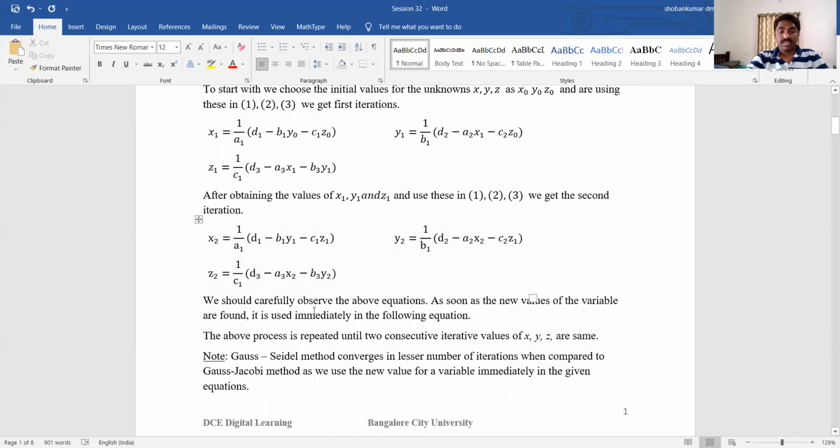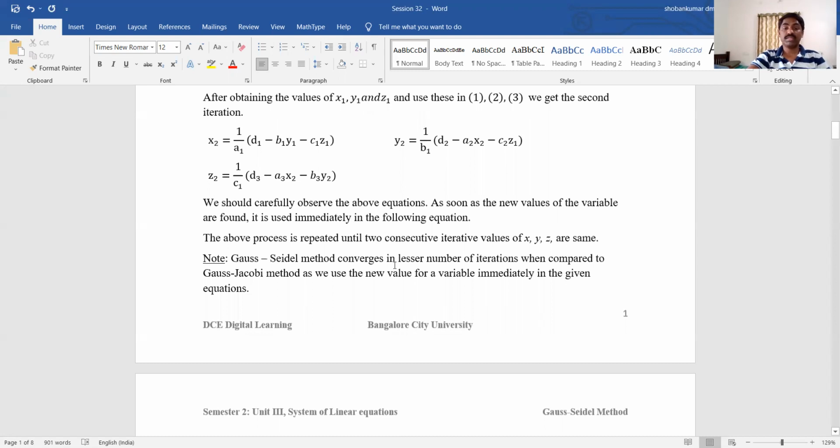We should carefully observe the above equations. As soon as new values of the variables are found, they are used immediately in the following equations. The above process is repeated until two consecutive iterative values of x, y, z are the same. We note that the Gauss-Seidel method converges in fewer iterations when compared to the Gauss-Jacobi method, as we use the new value of a variable immediately in the given equations. That means the Gauss-Seidel method has faster convergence than Gauss-Jacobi's method.